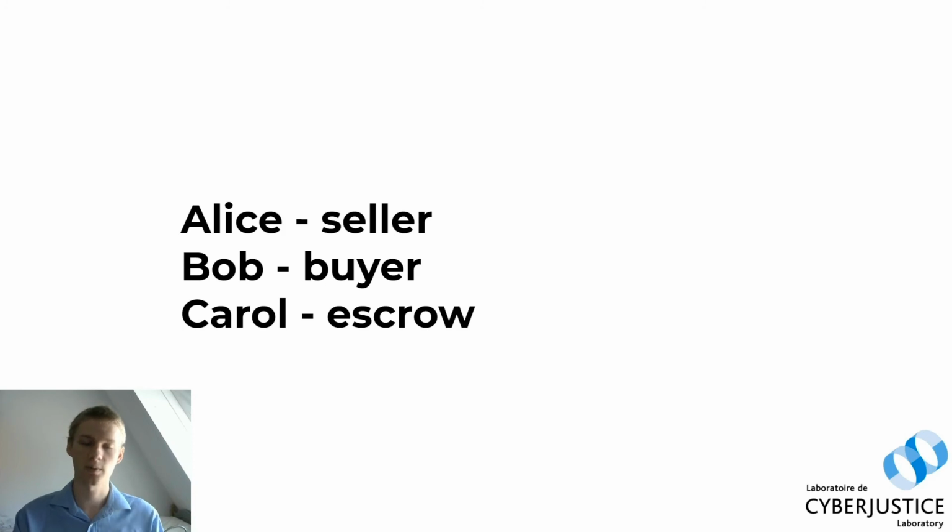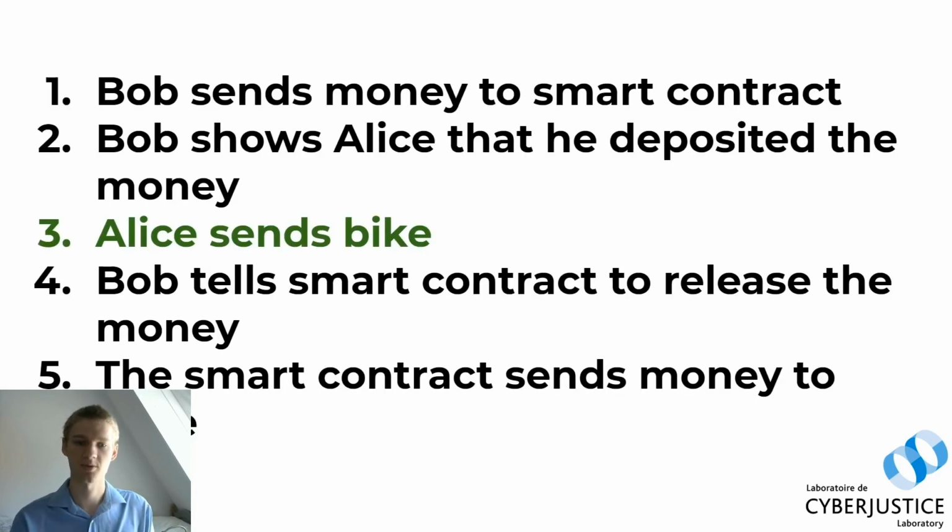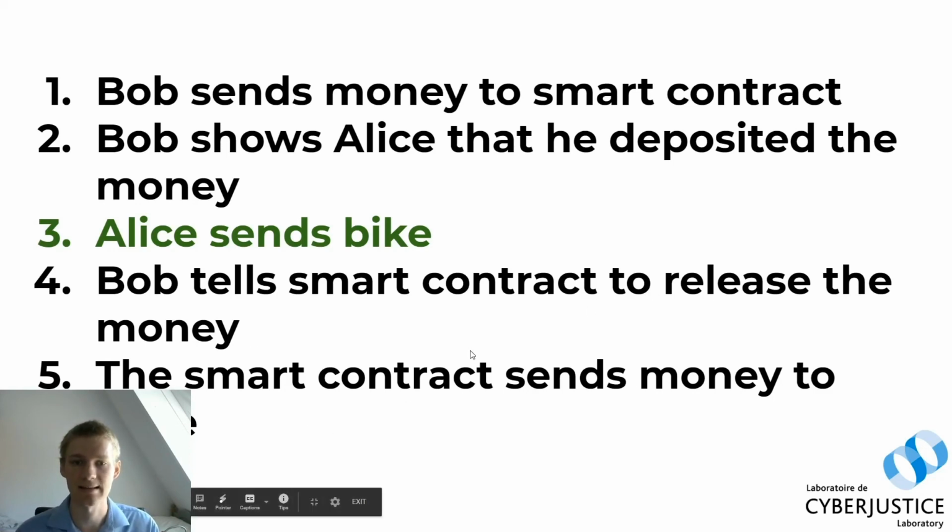As you saw before, we have three parties here: Alice, the seller; Bob, the buyer; and Carol, who is the escrow. So the question is, of course they have to trust Carol, that she does her job, that she doesn't take the funds for herself, and so on. So let's see if we can, to some extent, emulate what Carol does with a smart contract. The procedure would be this. Bob sends the money to a smart contract, and he shows Alice that he has deposited the money. Alice sends the bike. Once Bob receives the bike, he tells the smart contract to release the money, and the smart contract sends the money to Alice.